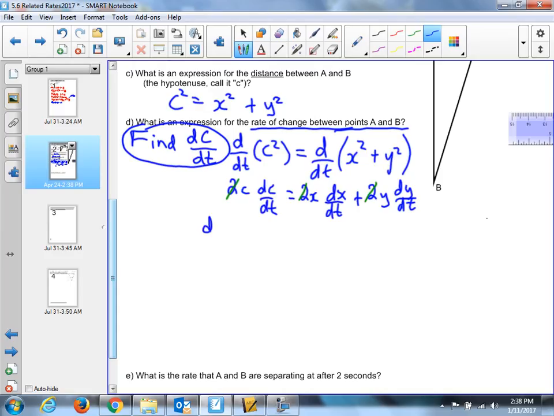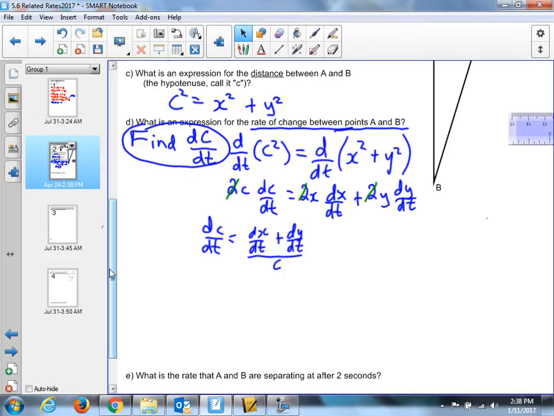I'll do it over here a little bit. dc by dt equals that expression, dx by dt plus dy by dt all over the letter c. It's not just a letter though, it's a variable and it represents something. It'd be x, dx by dt, and y, dy by dt. Thank you. I'm missing that entirely. One of my famous mistakes.